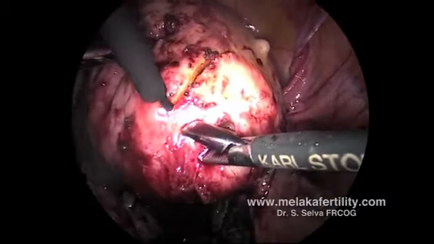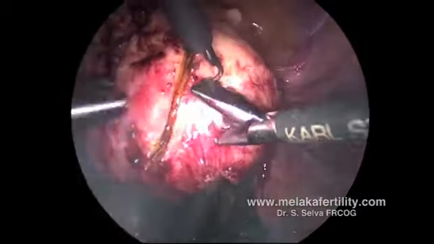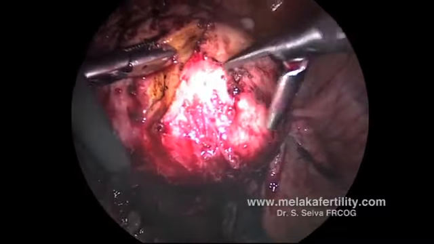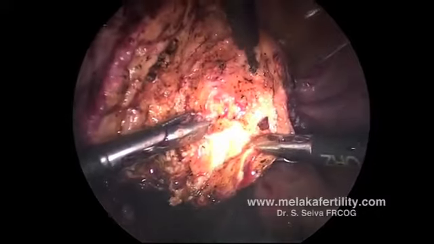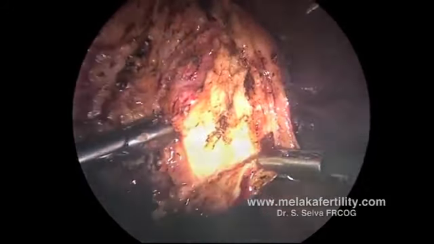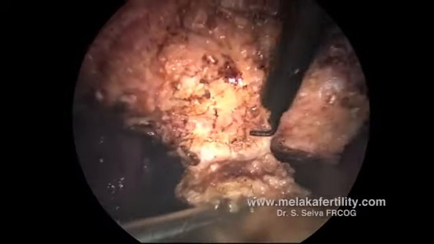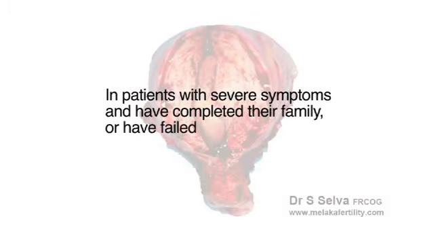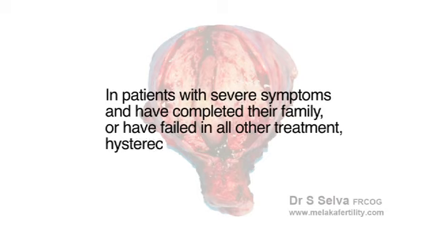Adenomyoma may be excised either laparoscopically or by laparotomy, and this is called adenomyomectomy. This may give some relief of symptoms. However, it is impossible to excise all the adenomyoma because its margins are not well defined. In patients with severe symptoms who have completed their family or have failed in all other treatment, hysterectomy will alleviate all the symptoms.